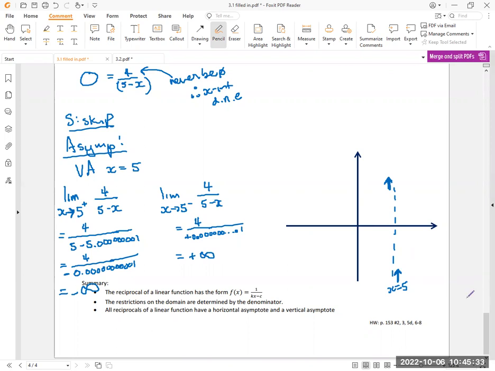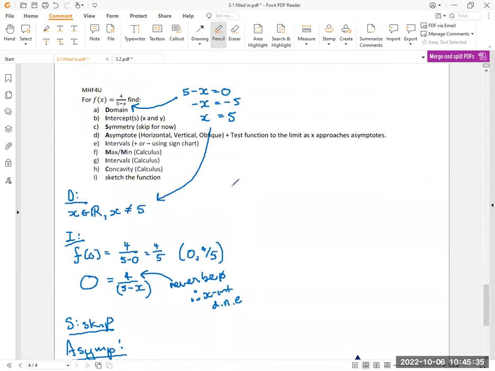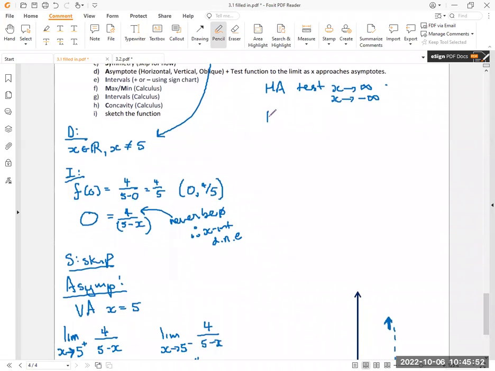You ready? Horizontal asymptote. A horizontal asymptote is basically testing x going to positive infinity and x going to negative infinity. That's what a horizontal asymptote actually is. So here we go. Let's do it. What is the limit as x approaches positive infinity, so the right side of the graph, of 4 over 5 minus x?